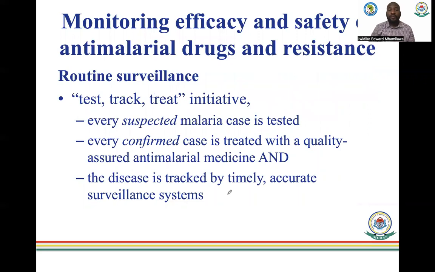So when it comes to routine surveillance, there's an initiative known as Test, Track, Treat. This is where every suspected malaria case is tested, every confirmed case is treated with quality assured antimalarial medicine, and also every disease is tracked timely and accurately with a surveillance system. This can go all the way to things like home visits. This is a conversation you have when it comes to surveillance.